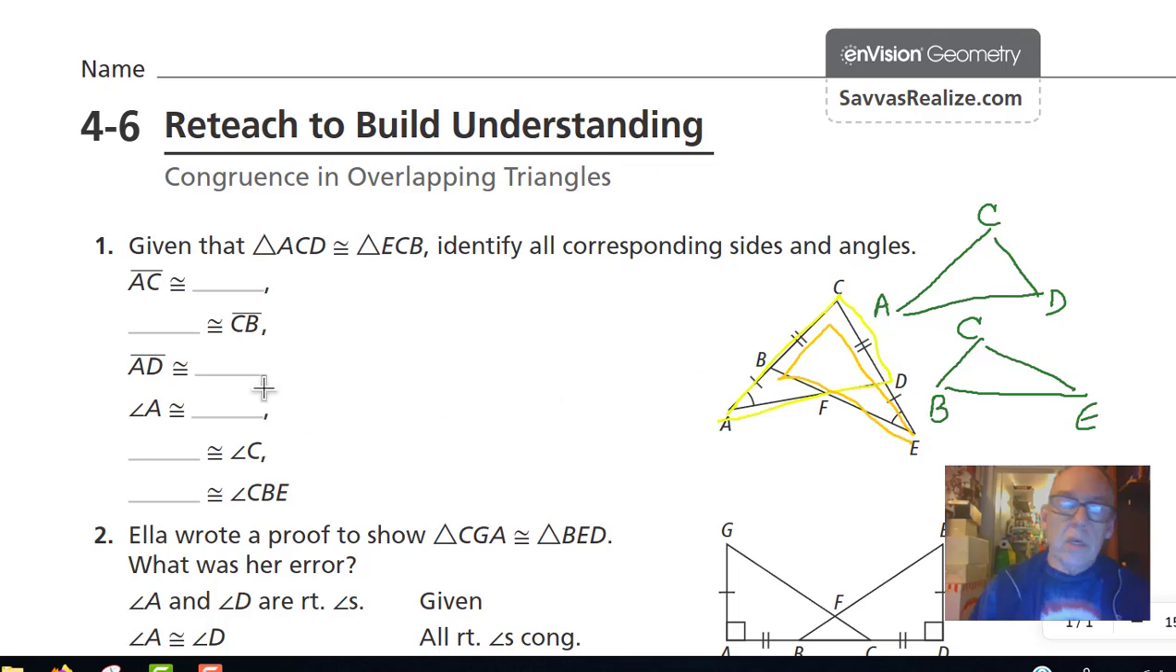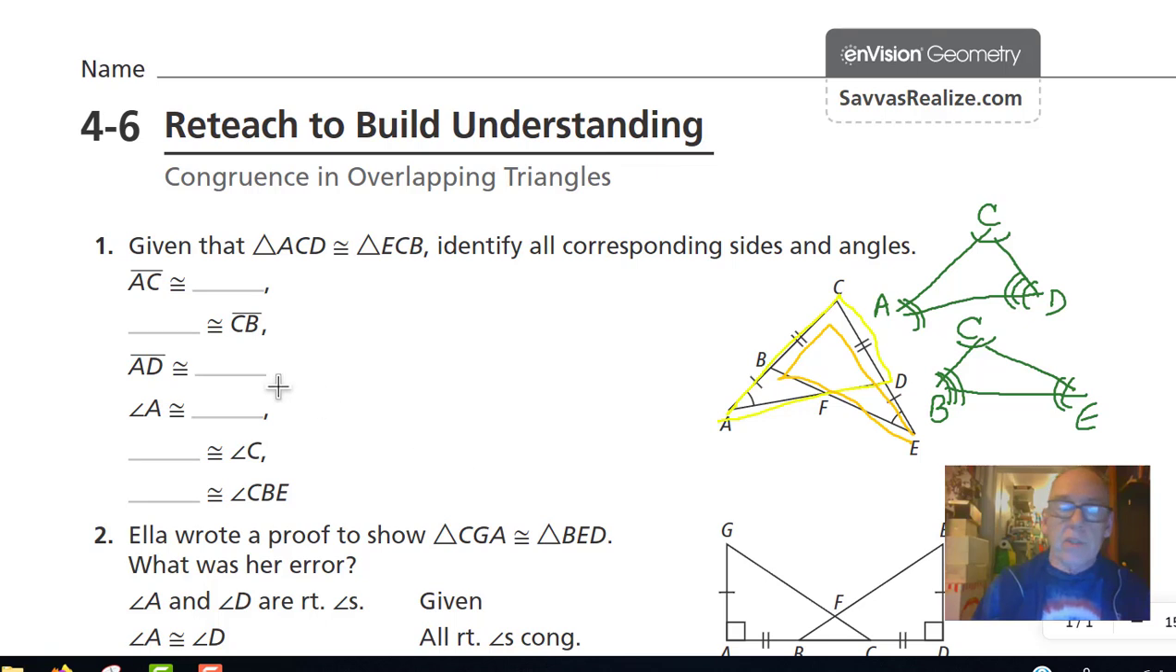And let's see. Now they tell us that these two triangles are congruent to each other. So that means all their corresponding parts are congruent. So let's see what we have that matches. Let me go ahead and match the angles up. So angle E goes with angle A. Angle B goes with angle B. And angle C goes with angle C.